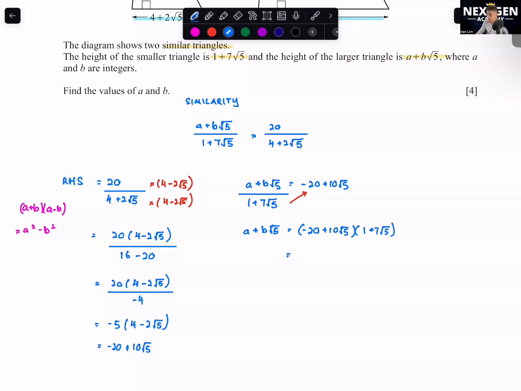Okay, open up this bracket, you get minus 20 plus 10 root 5 minus 140 root 5 plus 350. Correct, 350. Okay, then we will get 330 minus 130 root 5.